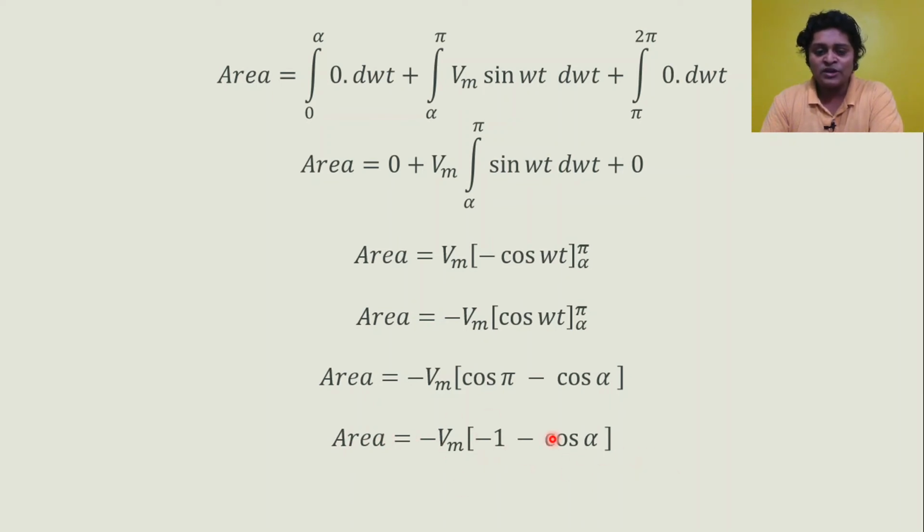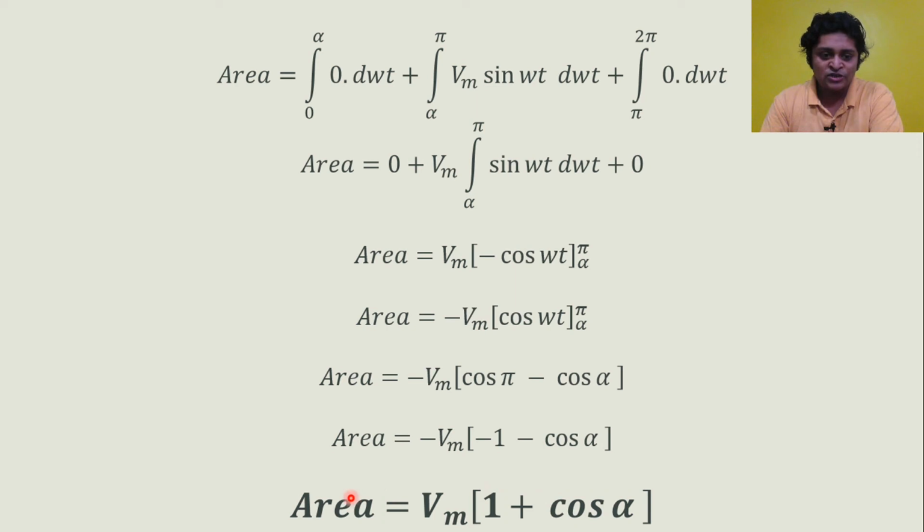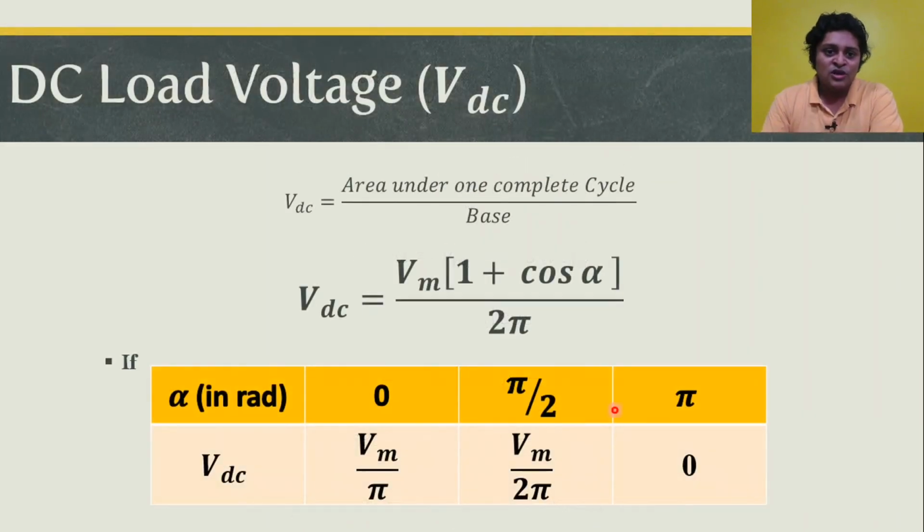So we have an equation of minus Vm times minus 1 minus cos alpha. Now let's multiply the minus sign into the bracket. That is what I mentioned; it is not necessary to take out the minus sign because this adds an additional step. So the minus sign will get multiplied inside, which gives me the area as finally Vm into 1 plus cos alpha. So we obtain the area as well as the base. Now what was VDC? VDC is all about area divided by base. So VDC is Vm into 1 plus cos alpha divided by 2 pi.